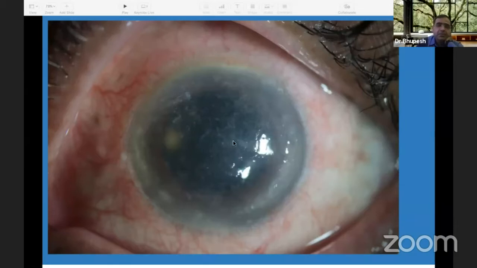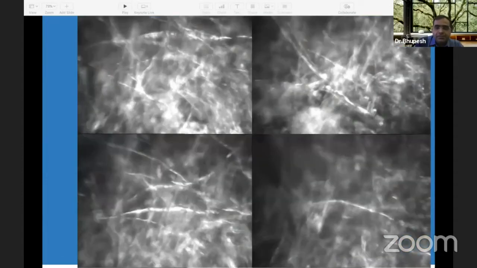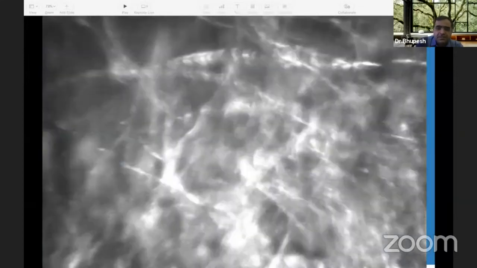It's not resolving. But there was no such epithelial defect to scrape, but we still tried from the periphery, and we could not get any organism. So we did confocal, and it revealed plenty of fungal filaments without much inflammation, and that was expected because of the use of intensive steroids.